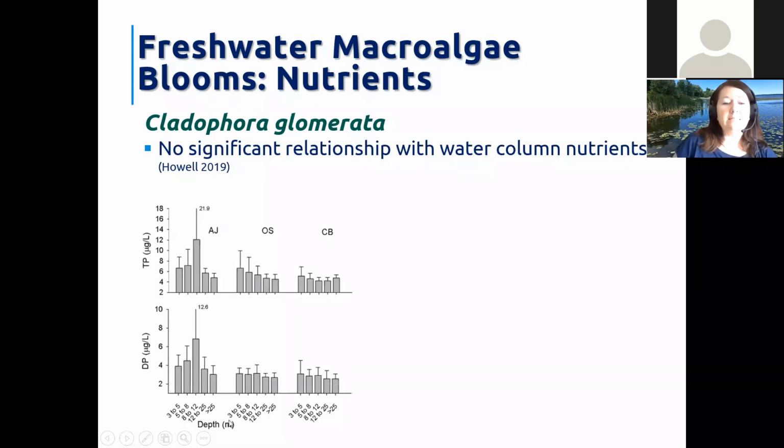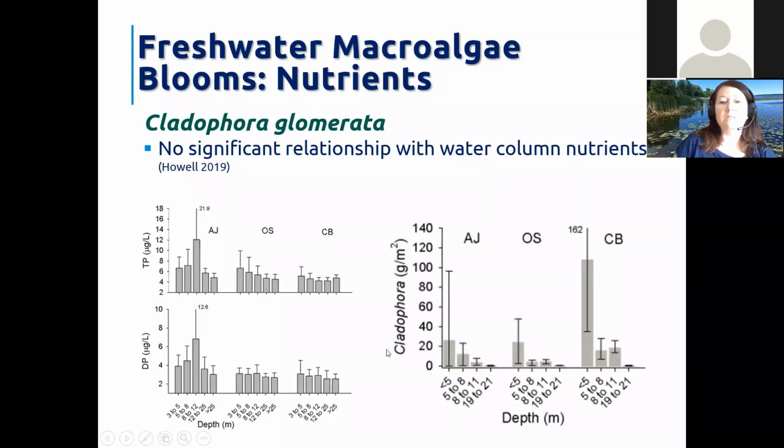And if you look on the x-axis here, this is just representing near the shoreline and going down in depth to about 25 meters at sites in Ajax, Oshawa, and Cobourg. And so, yeah, there's something funky going on in Ajax here at depth 8 to 12 meters, but basically there's no significant difference in nutrients by depth in any of these sites, particularly dissolved phosphorus.